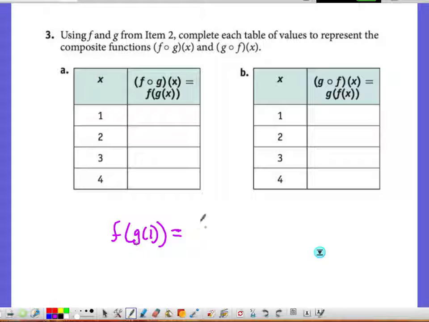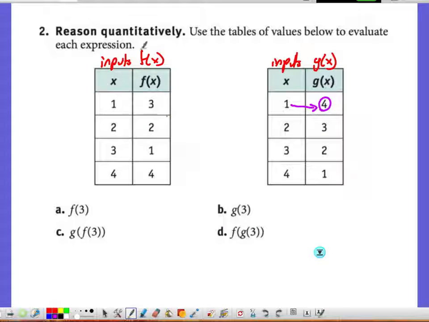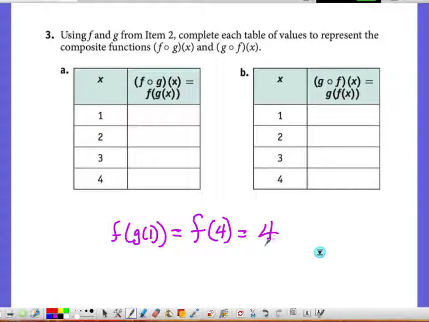And so we have f of 4. And so now I need to find what f of 4 is. Here's my f of x function. f of 4, as you can see, gives me 4. And so f of g of 1 is going to equal 4.